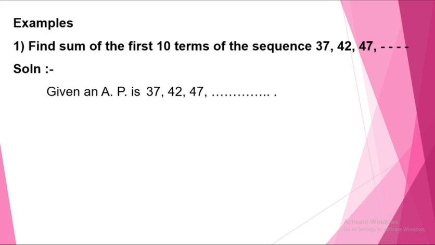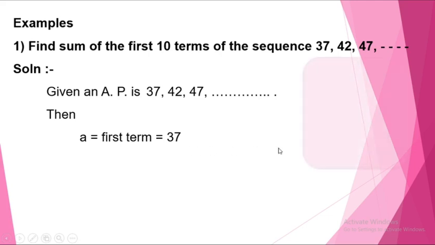Solution. Given an AP is 37, 42, 47 and so on. Here the first term is 37. To solve a problem of an AP, first we have to find out the first term and common difference. Here by observation, A, the first term, is equal to 37.